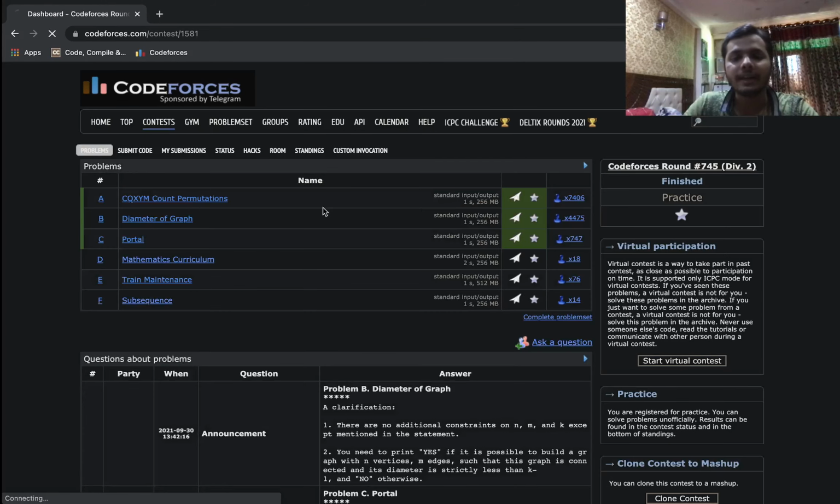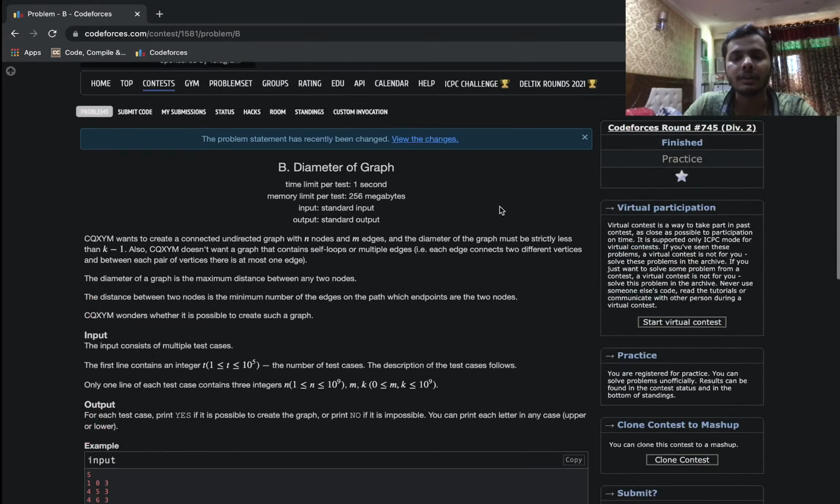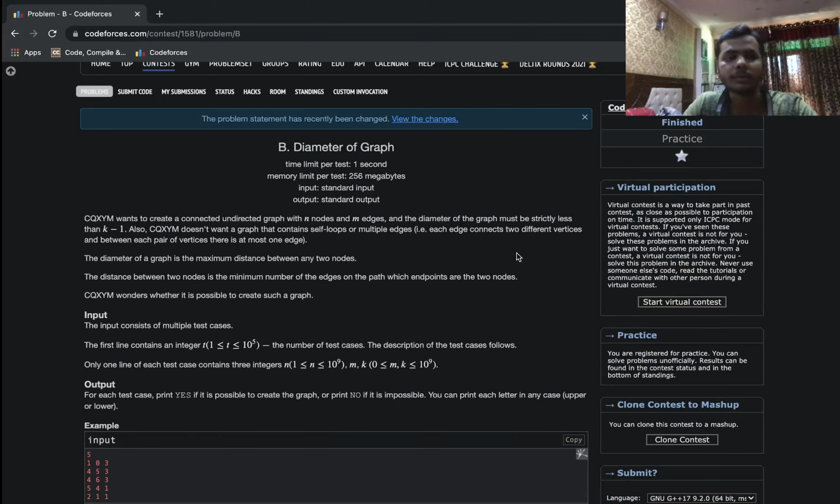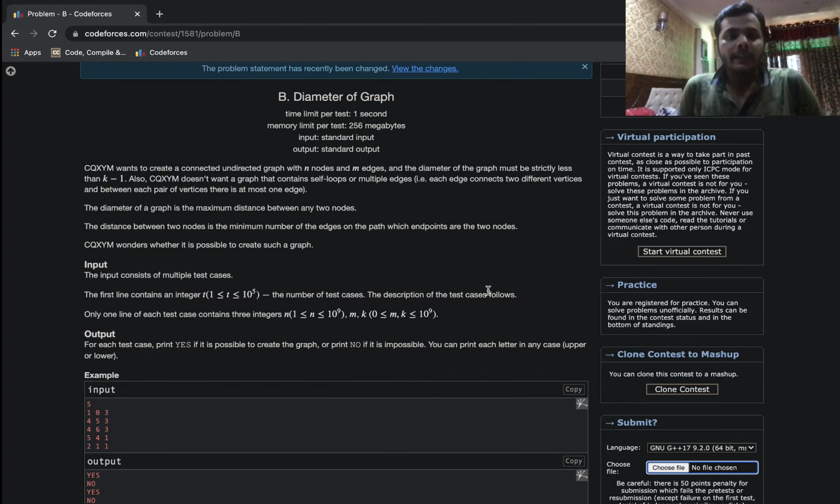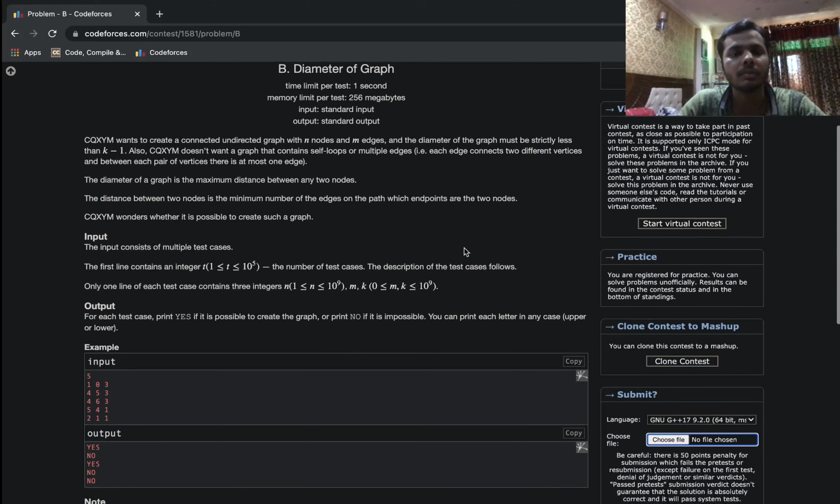Problem B was not that difficult, so I would say this was the only well placed problem in the entire problem set. So it was okay for a Div 2 B problem, right? So yeah, let's see what this problem asks.